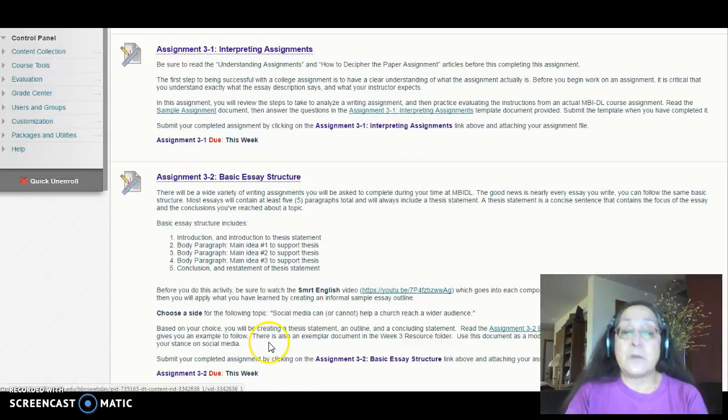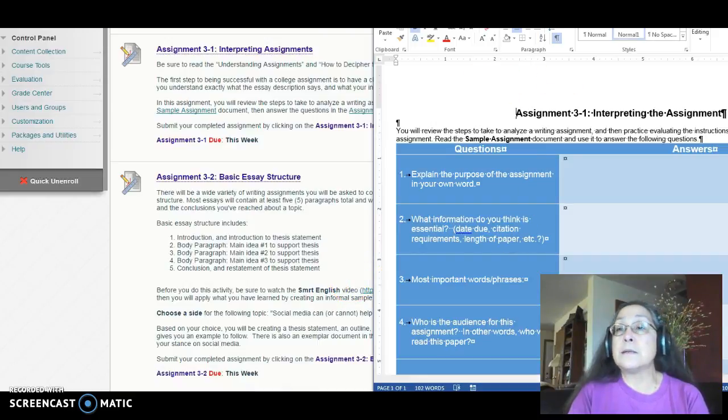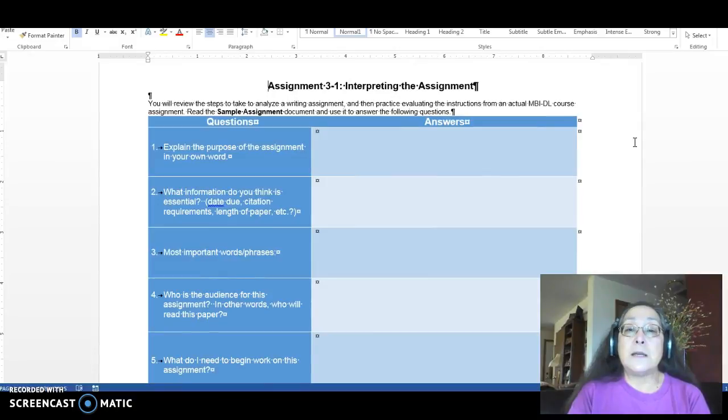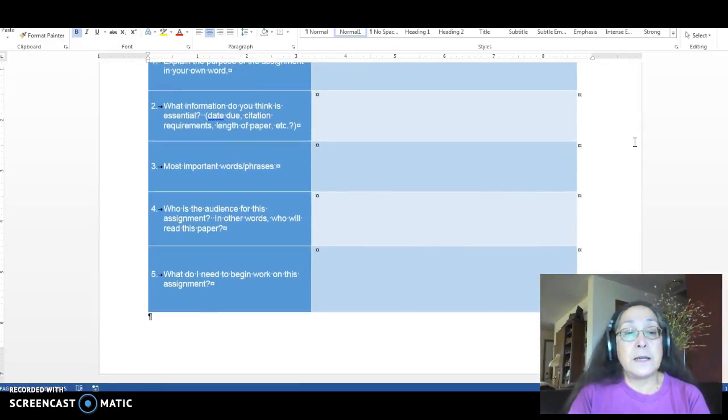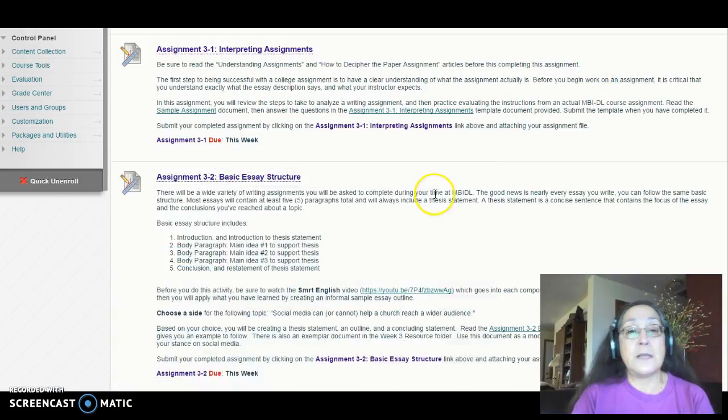worksheet, or template, that we've given you. And let me pull that up for you. There it is. Okay, so that's what the interpreting assignment worksheet looks like. There are 5 questions. We want you to be able to answer them. There are certain things that we will be looking for in the assignment.